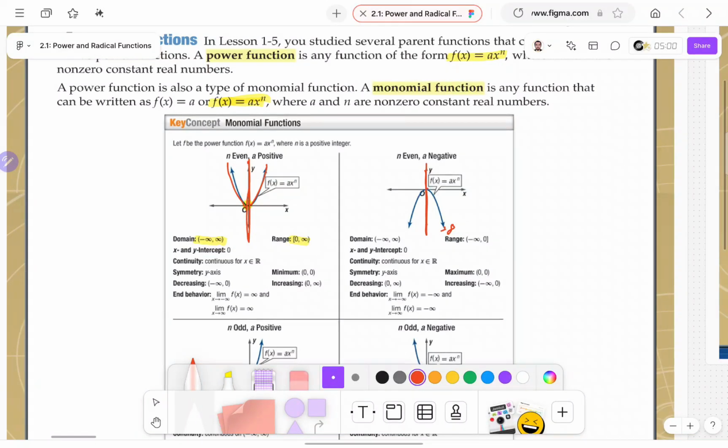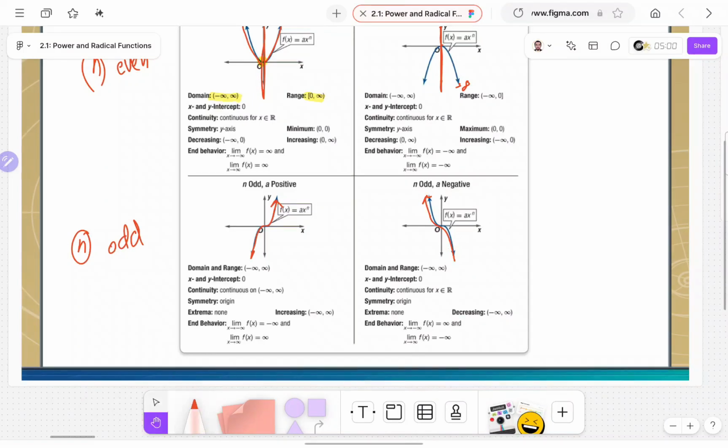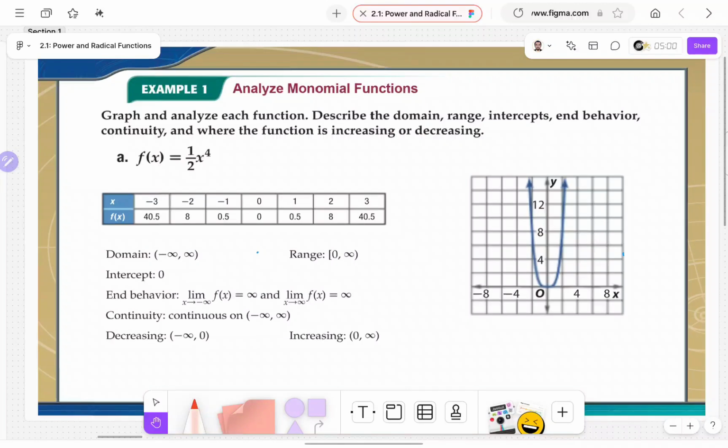So this is what you can see when n, the power, is even. Now when n, the power, is odd, as I told you, it starts down and then goes up, and when it's negative, it starts up and goes down. Now let's take examples of what we learned. Let's analyze the monomial function. As you can see here, what is the power given in the function?